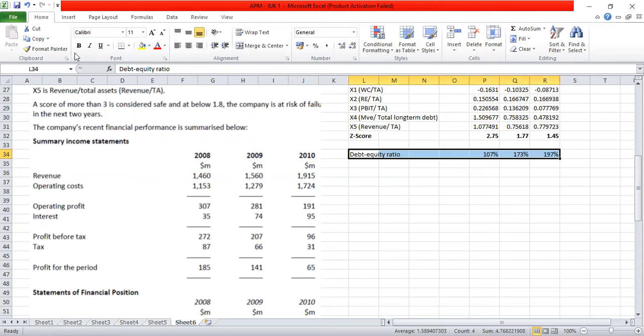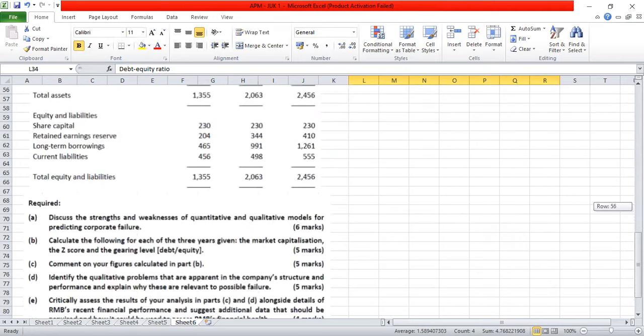So how many marks is this calculation? Generally, we have observed that wherever calculations are given, we don't see a lot of marks being allotted to that. See, this has only 5 marks. But another 5 marks is added when we comment about the figures that are calculated in part B. If we do that, then another 5 marks would be awarded. So what do we understand from that?